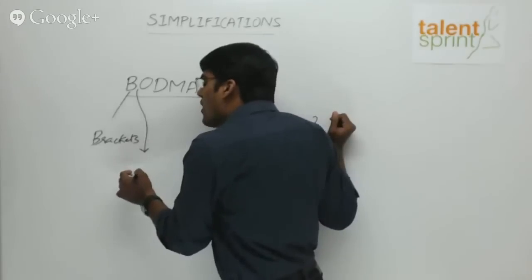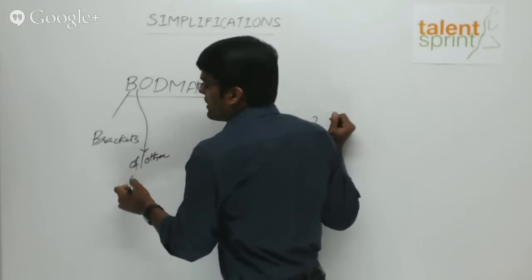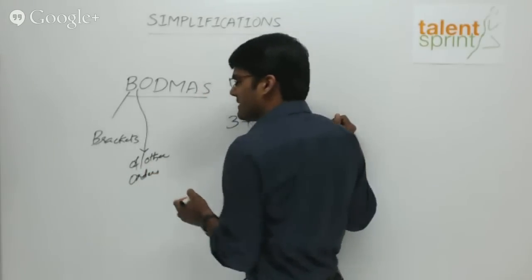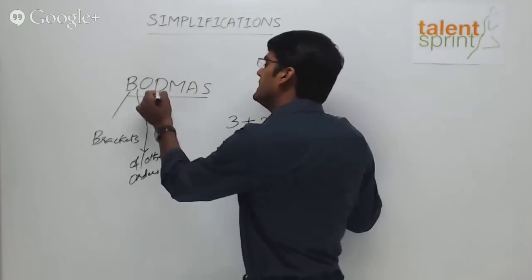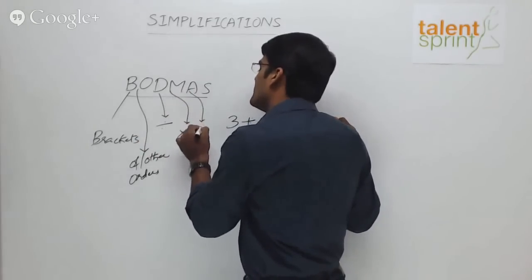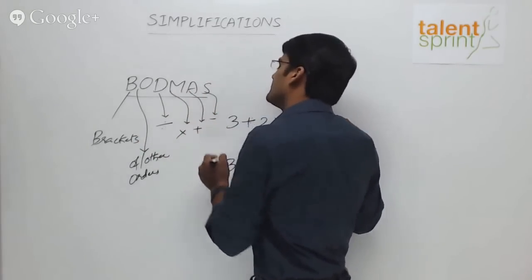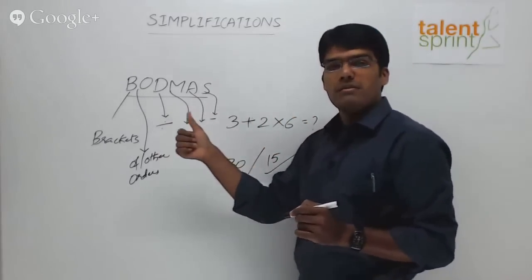O is for off, or you can say other operations, or it is also called orders, etc. Basically, one kind of multiplication. D is for division, M is multiplication, A is addition, and S is subtraction. So this is the hierarchy that we need to follow from left to right.